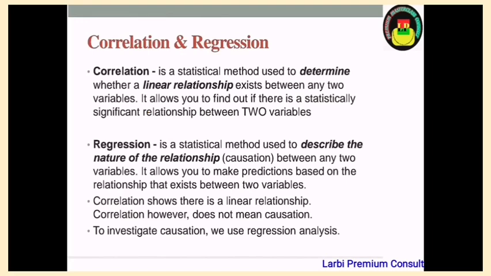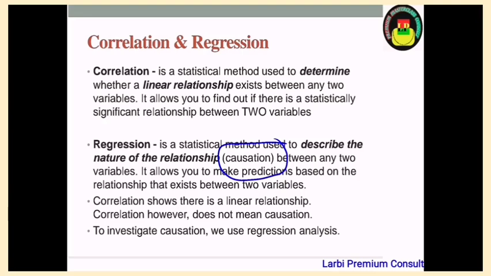So let's go back and do a real quick intro to correlation. Correlation is technically used to determine the linear relationship between two variables. It allows you to find out if there is a statistically significant relationship between variables or not. So that is correlation. Regression, as I say, is a statistical method used to describe the nature of the relationship, that is causation. Please take note: causation between any two variables. It allows you to make predictions based on the relationship that exists between two variables.